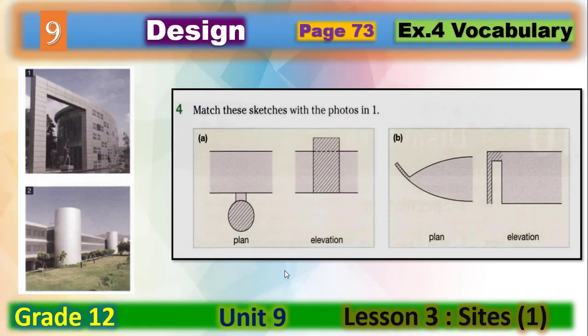Now let's move to exercise number 4. Page 73. Vocabulary. In this exercise, all you have to do is to try to match these sketches with the photos in exercise number 1. Do you remember the 2 photos in exercise number 1? Picture number 1, picture number 2. All you have to do is to look at the sketches A and B and to try to match them with the photos in exercise number 1.